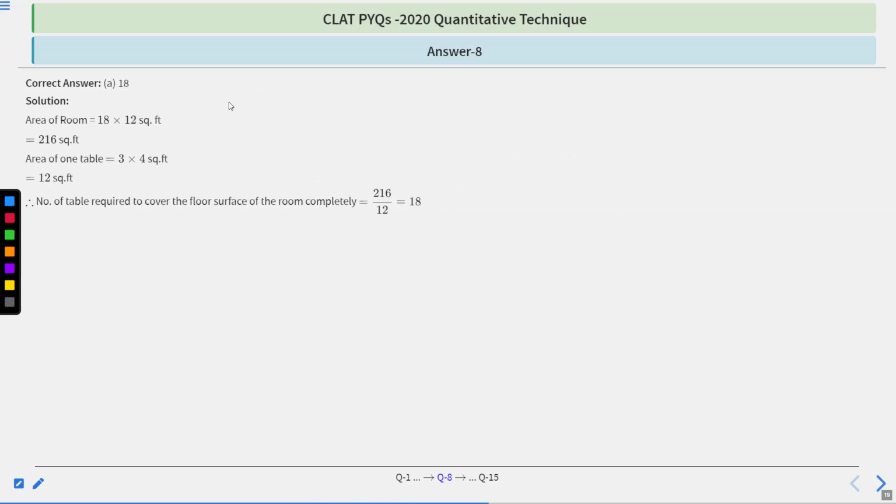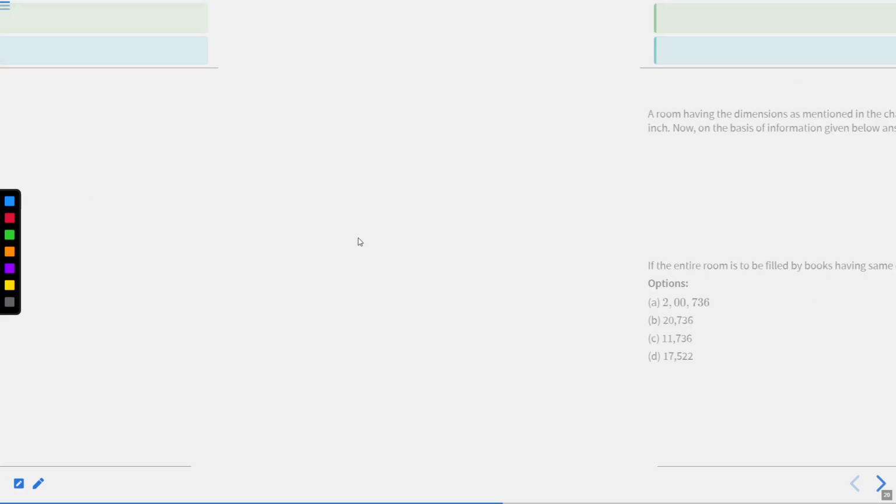Let's see, the correct option is A, means 18 tables. That's how. Area of room, length into breadth, you will have area 216 square feet. Area of one table, 3 times 4, length into breadth, you will have 12 square feet. Now divide. You will have 216 divided by 12 means 18 tables to cover the floor surface of the room completely. I hope the explanation is very clear to you. Let's move to the next question.